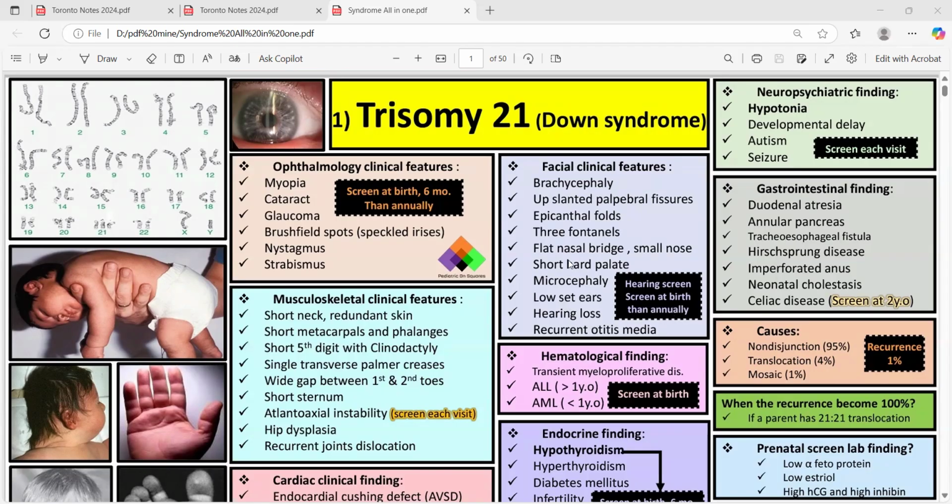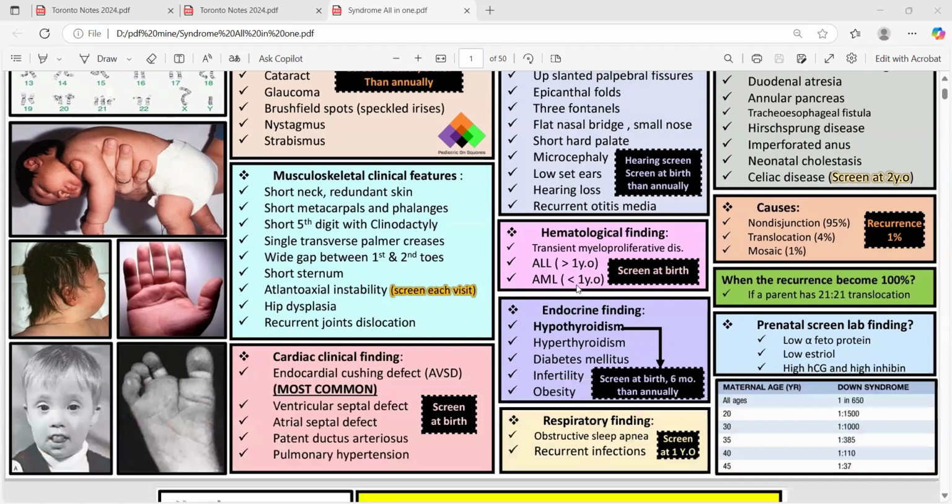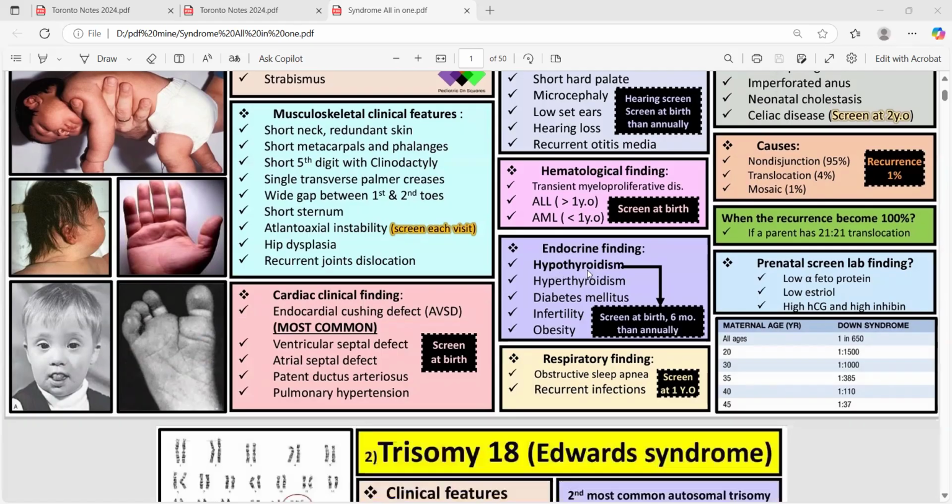Then the hematological findings, where ALL and AML are there, so that's why we screen at birth. Endocrinology findings: hypothyroidism, hyperthyroidism, diabetes mellitus, and then infertility and obesity are there. So you have to do the screening at birth time, 6 months, and then annually. So please remember the screening of each of them.